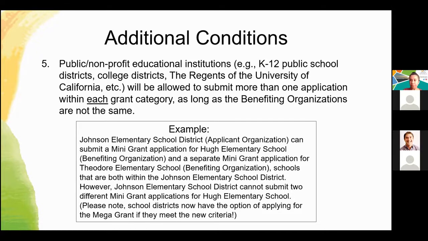For example, a school district may submit 2 or more mini grant proposals for 3 individual schools in its district, but cannot submit 2 or more mini grant proposals for 1 school in the same district. If a district will be applying for multiple mini grants, we encourage you to take note of the following.